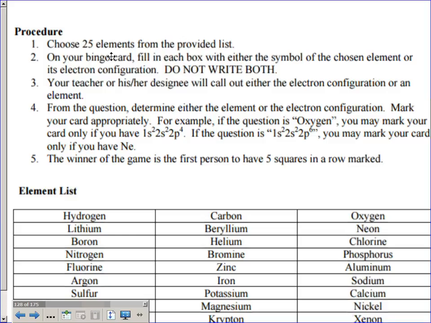So mix them up, do symbols and electron configurations, because I'm going to call them out both. Are there extras floating around? I handed out a ton.